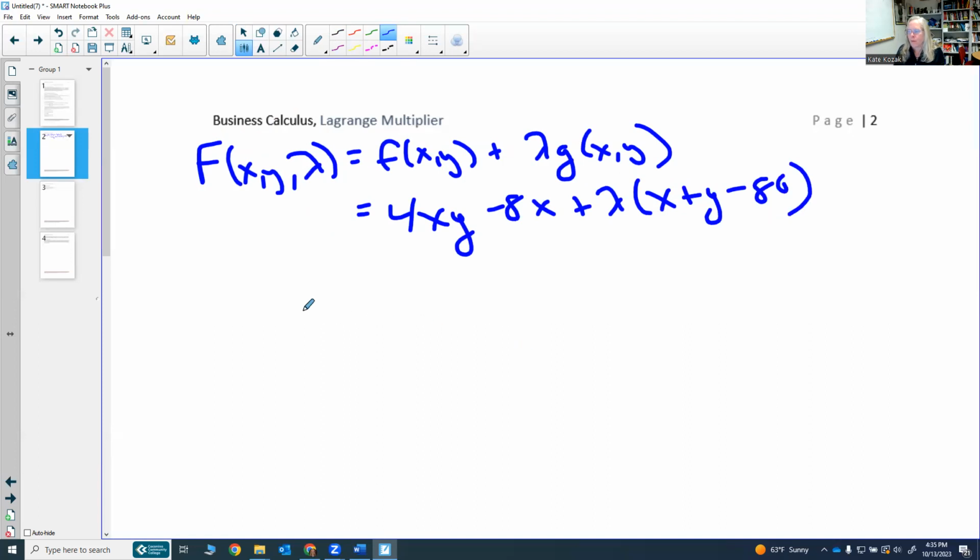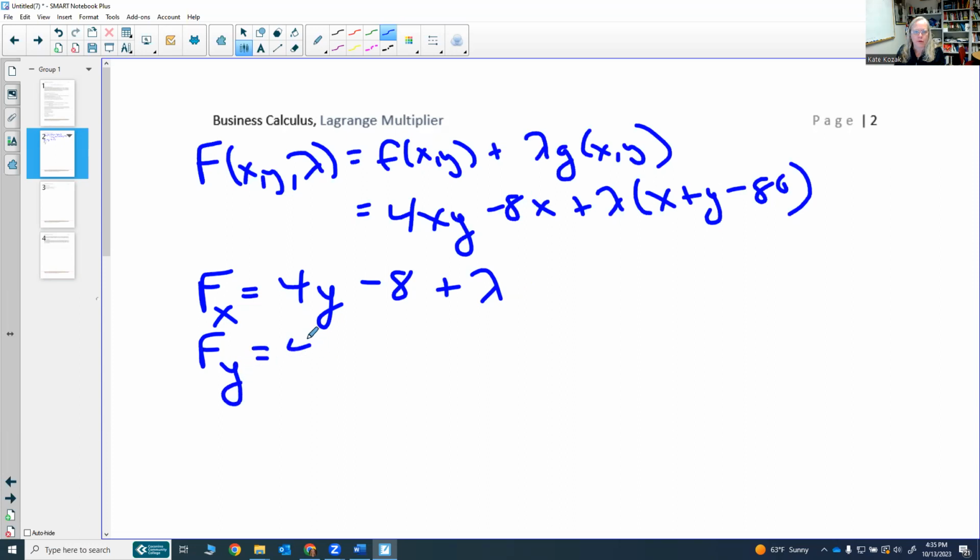Now find the partial derivatives of capital F of x, y, lambda with respect to x, y, and lambda. The partial derivative of capital F with respect to x is going to equal 4y minus 8 plus lambda. The partial derivative with respect to y is going to equal 4x plus lambda. And the partial derivative of capital F with respect to lambda is going to equal x plus y minus 80.